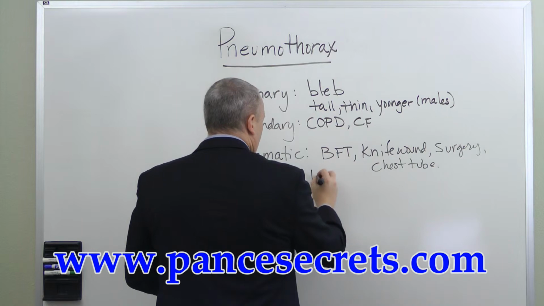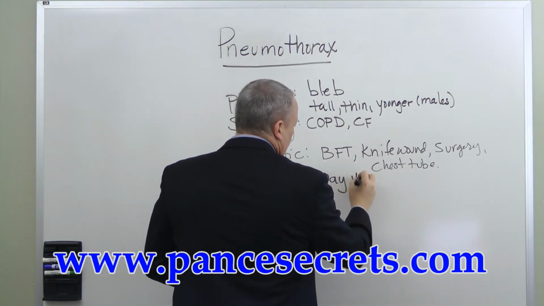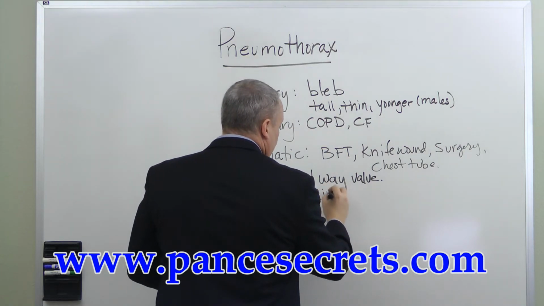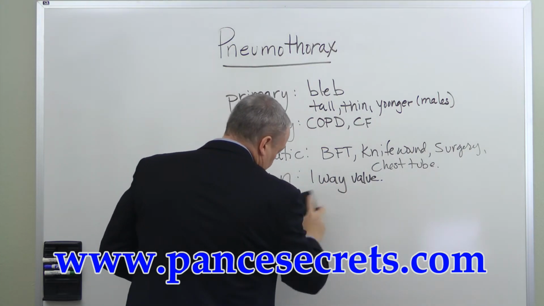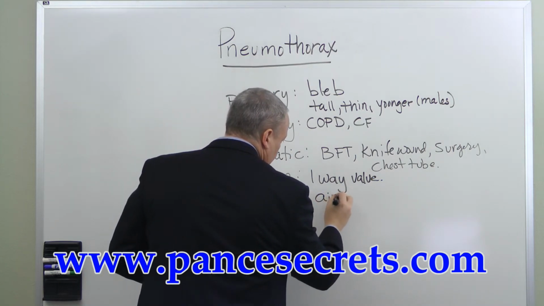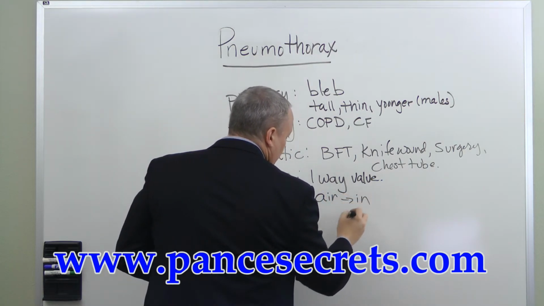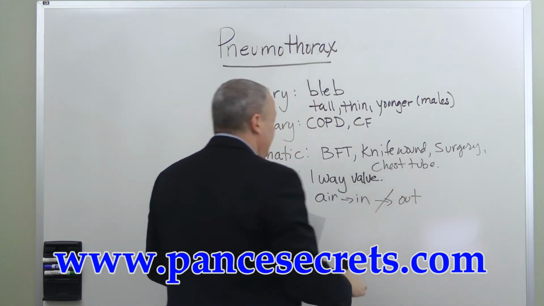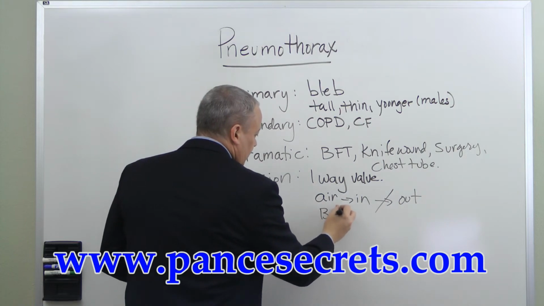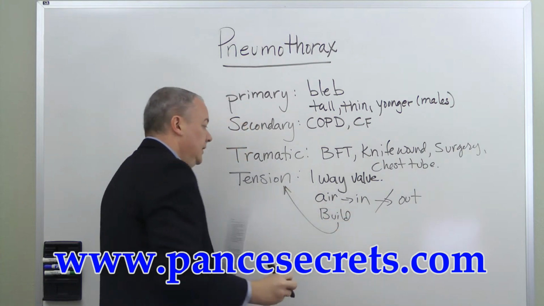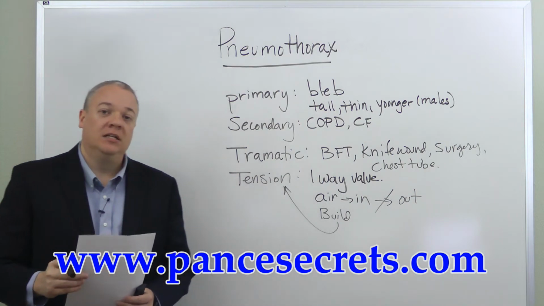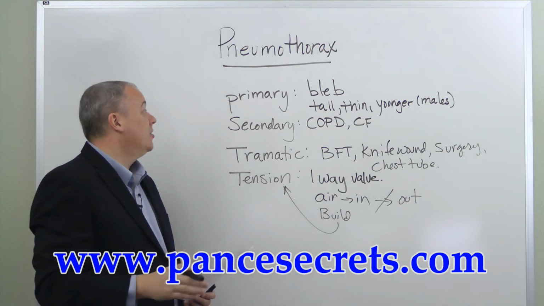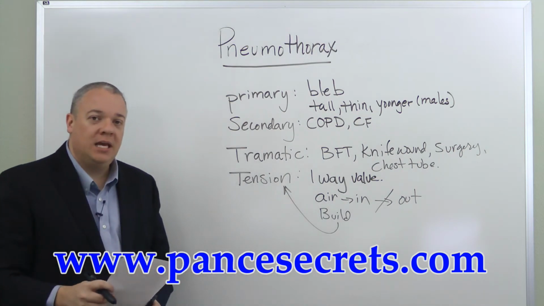So we have a one-way valve of some sort formed. Air comes in, but cannot come out, continuing to build the tension in the chest cavity around the lungs, creating a life-threatening situation. So these are the various stages or classifications or forms of a pneumothorax, where they come from.